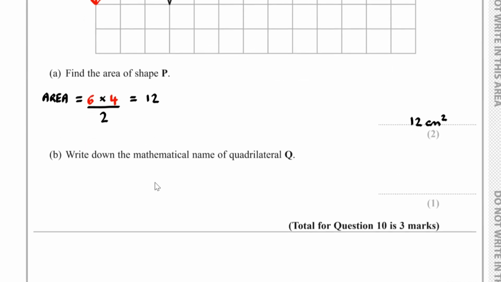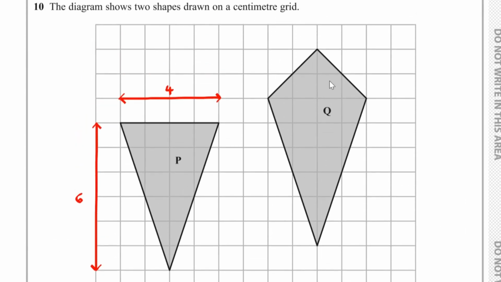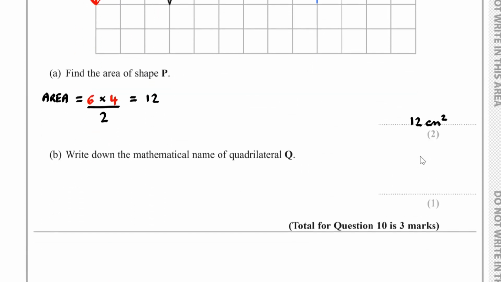Then for part B, we have to write down the mathematical name of quadrilateral Q. Well, what we have here are 4 sides, and what we also have is 1 line of symmetry, as we see here. And therefore, what we have is a kite.